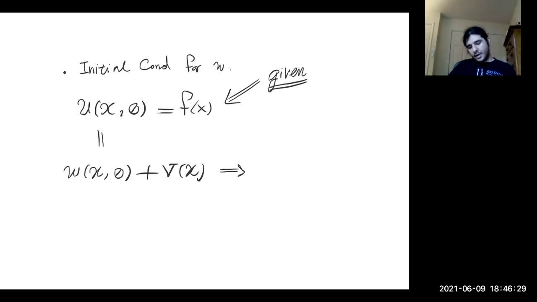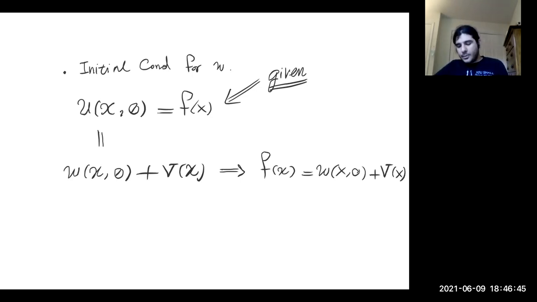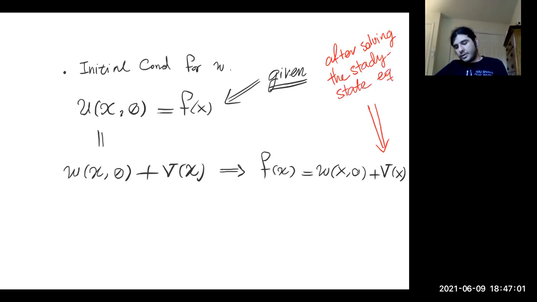So if I substitute U of X and 0 with f of X, we see f of X is equal to W of X and 0 plus V of X. But the point is that after solving the steady state equation, V is known. V is a known function. It's not unknown anymore, right?